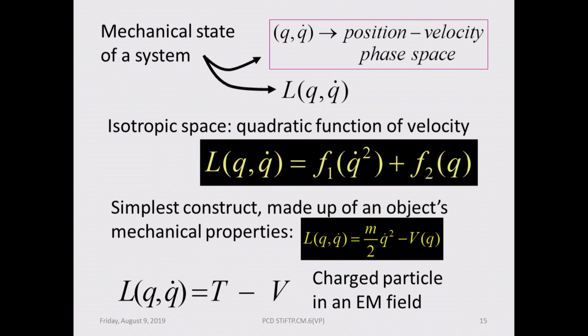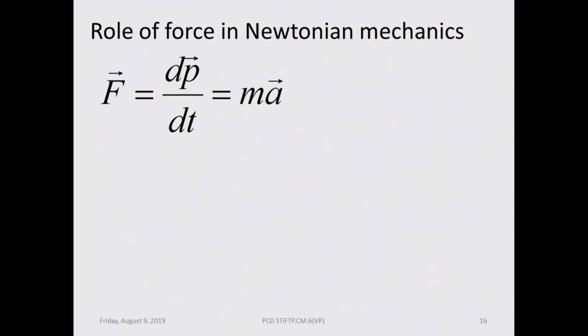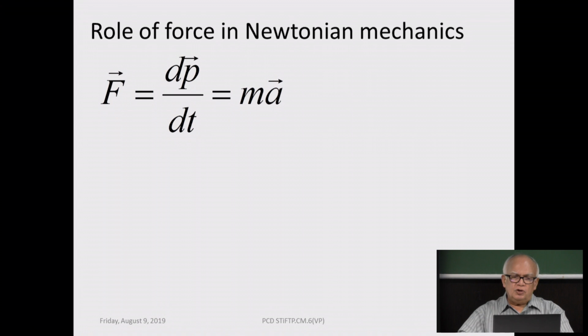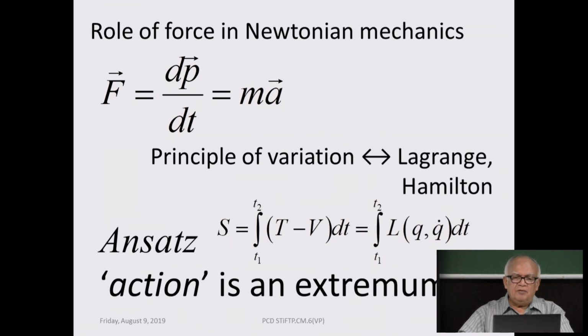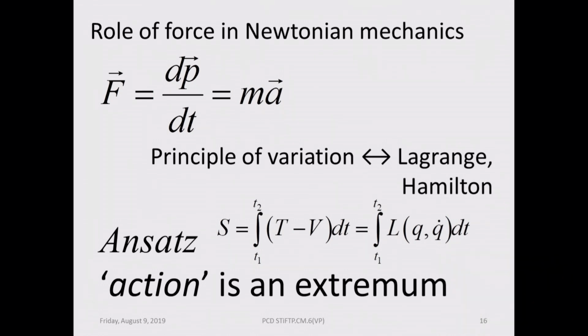You have got a charged particle in an electromagnetic field. You can set up the Lagrangian using a similar formulation. Okay. So Newtonian mechanics depends on the idea of force as the cause of change in momentum, all right? Whereas in the principle of variation, you make no reference to force at all. Likewise, you make no reference to any variational principle in Newtonian mechanics.